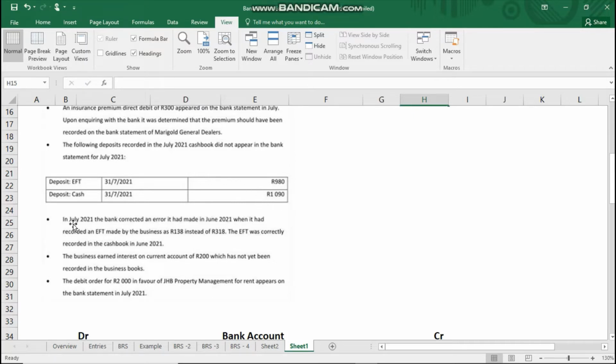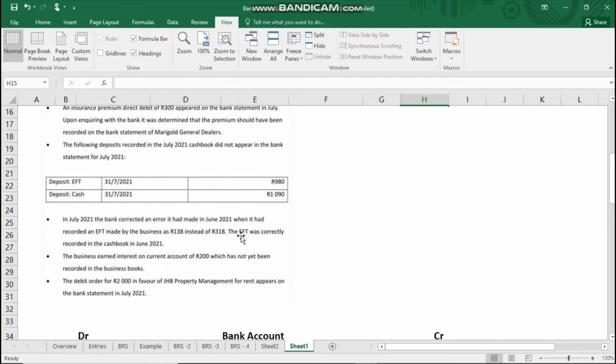Okay. Next is in July 21, the bank corrected an error it had made in June 2021 when it had recorded an electronic funds transfer made by the business as R138 instead of R318. The EFT was correctly recorded in the cash book in June 2021. Okay, so this was an error done in June by the bank and which is corrected in July 2021. So I'm assuming that this error was appearing in my June 2021 bank reconciliation when I would have prepared my June 2021 bank reconciliation statement. This error was appearing there, and in July 2021 this error was corrected by the bank.